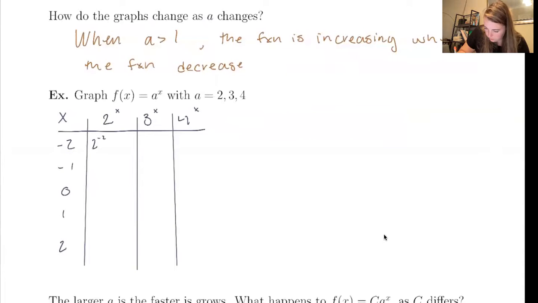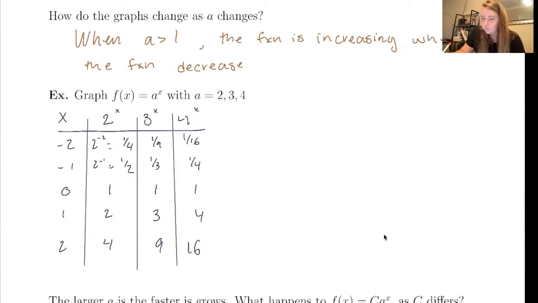So 2 to the -2 is going to be 1/4. 2 to the -1 is 1/2. 2 to the 0 is 1. 2 to the 1 is 2. 2 squared is 4. So this would be 1/9, 1/3. Remember, multiply each one of them by 3. So 1/3 times 3 is 1, 1 times 3 is 3, 3 times 3 is 9. For 4, 1/16, 1/4, 1, 4, and 16.